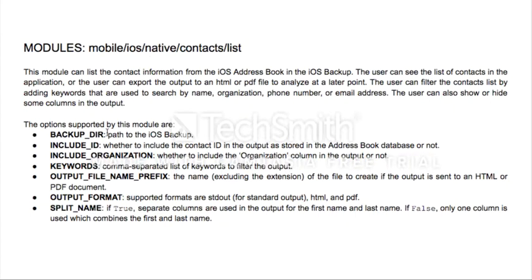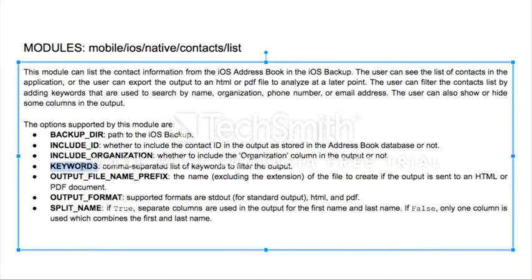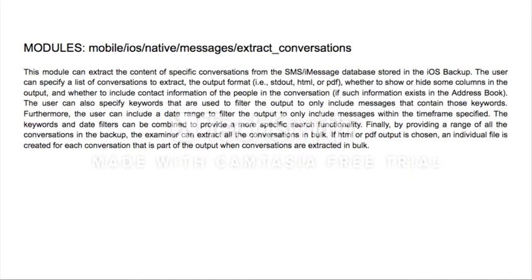As I was talking about in the previous slide, one of the supported options is the keywords option, which you can use to filter the output. And these are some of the other options. I'm not going to read all of them because the description is here and also provided in the document that I'm releasing. Then the next module is the module to extract conversations.